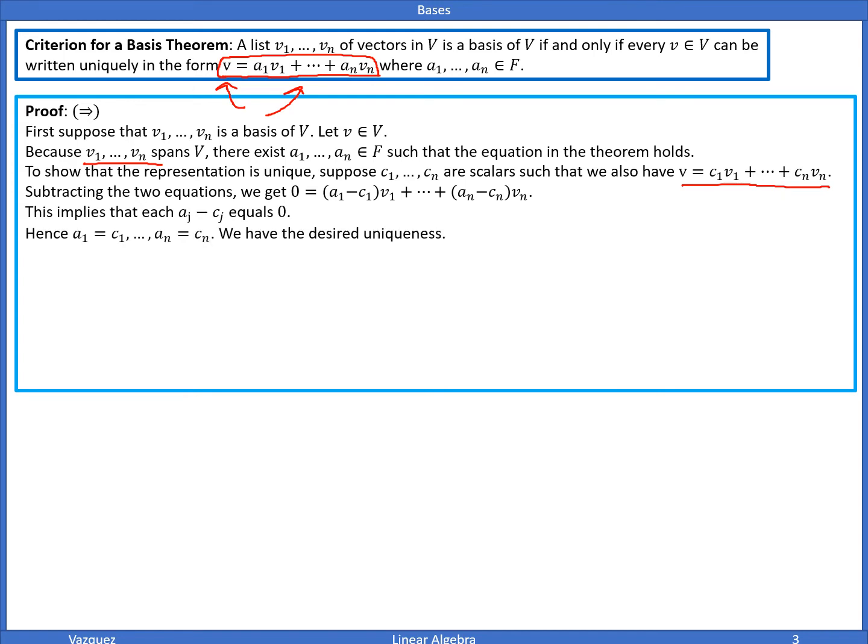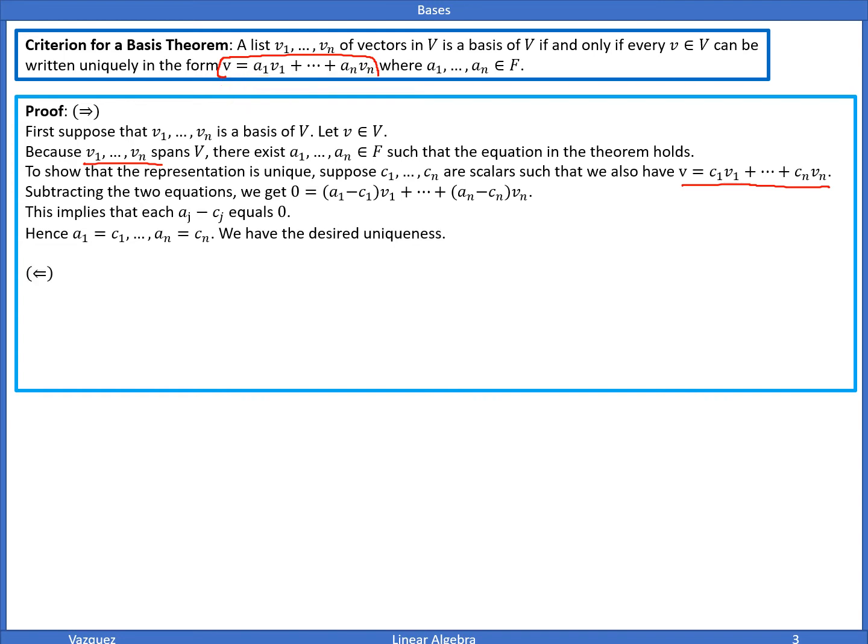Right, so what does that mean? That means that A1 is equal to C1, A2 is equal to C2, and so on and so forth, An is equal to Cn. So again, we assumed there were 2, but it's actually 1, so we just showed uniqueness. Now we're going to prove the other direction.